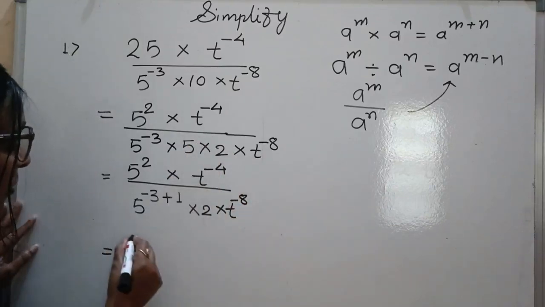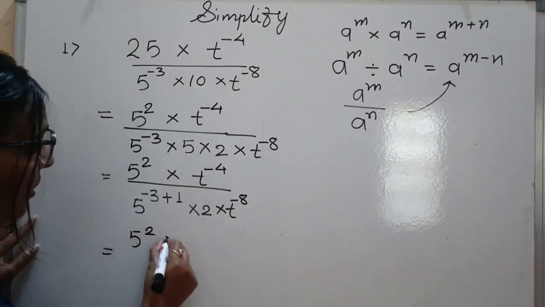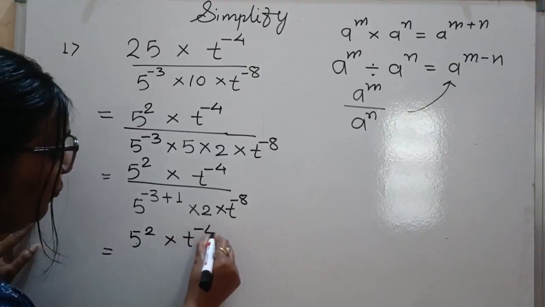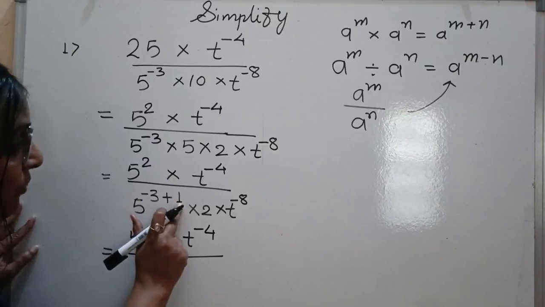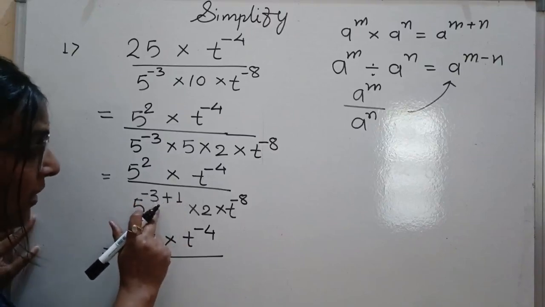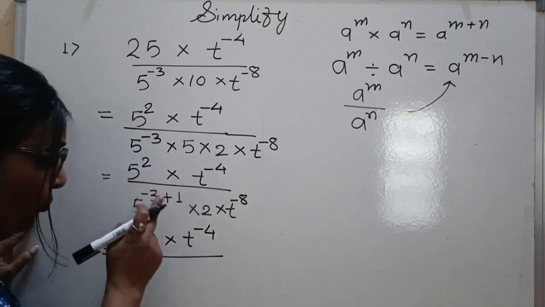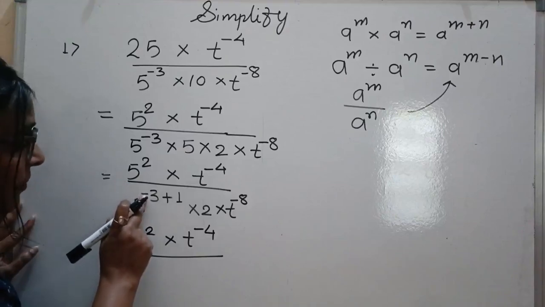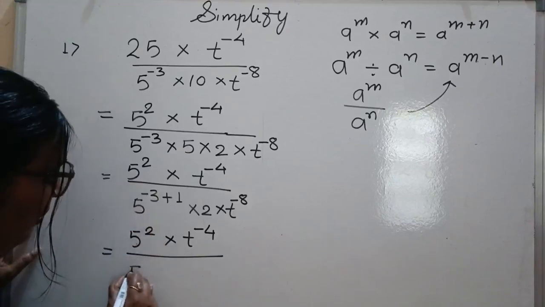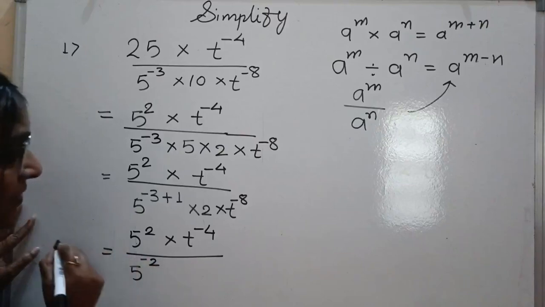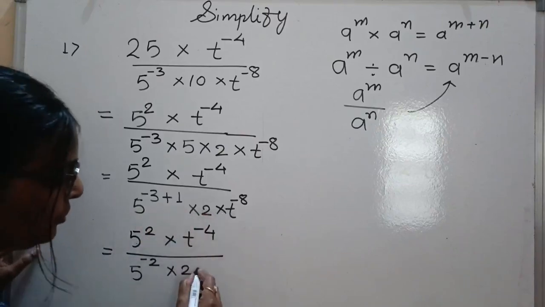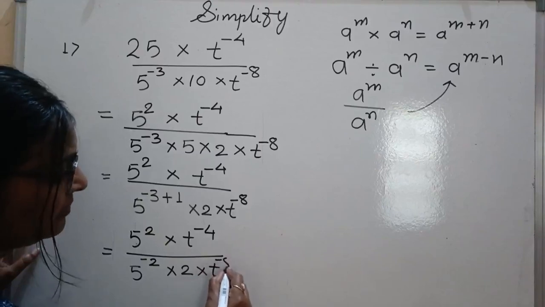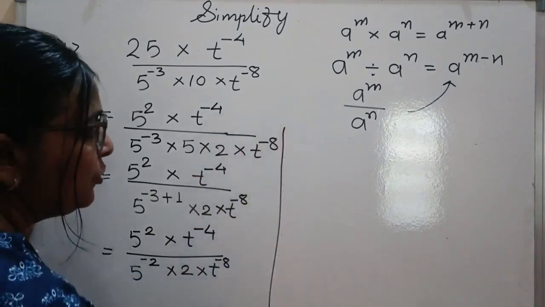First you solve this. 5 squared into t raised to minus 4, divided by minus 3 plus 1. Opposite signs are there, so subtract here. 3 minus 1 will be 2. The bigger number's sign is minus. So what you will get? 5 raised to minus 2 into this 2 into t raised to minus 8. Now next.